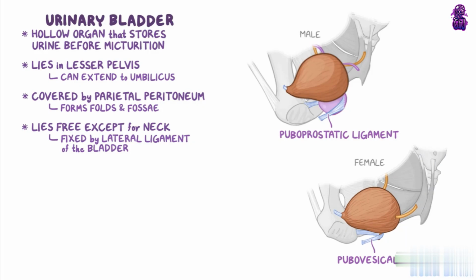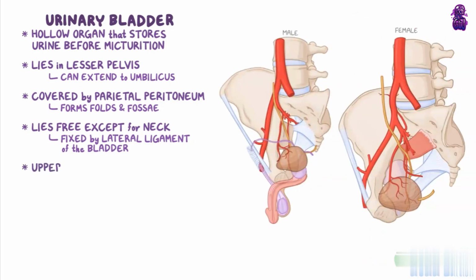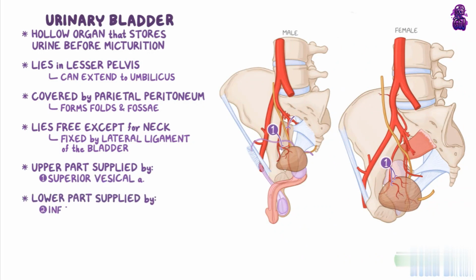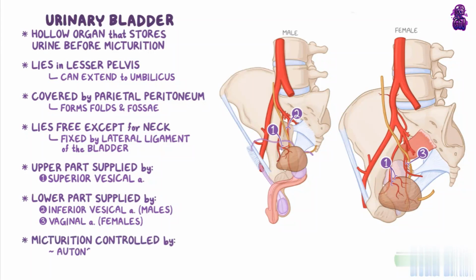The upper part of the urinary bladder is supplied by the superior vesical arteries, and the lower part is served by the inferior vesical arteries in males and the vaginal artery in females. Once the bladder is full enough, micturition is initiated through the autonomic pathways of the micturition reflex and the voluntary relaxation of the external urethral sphincter.